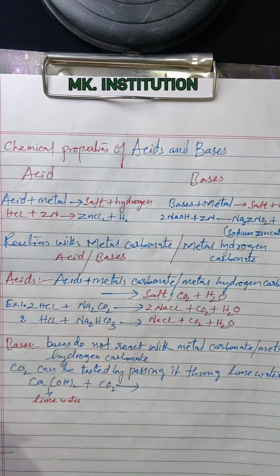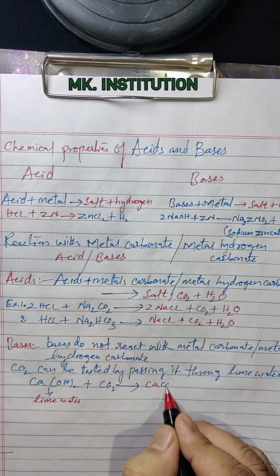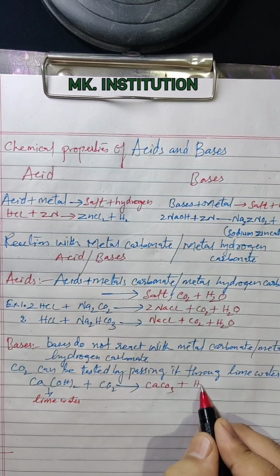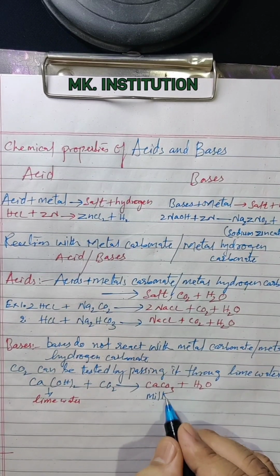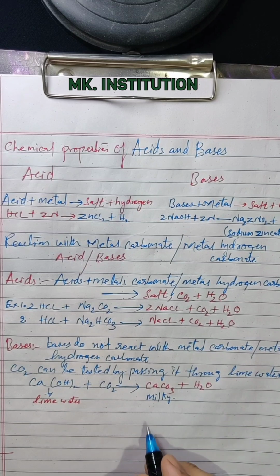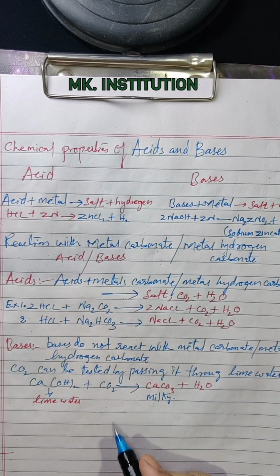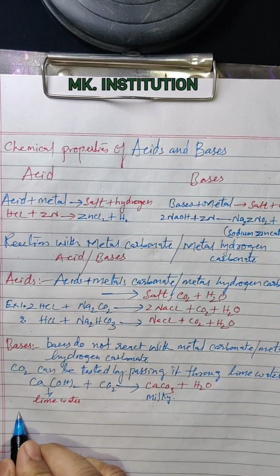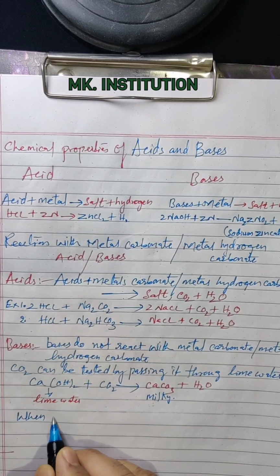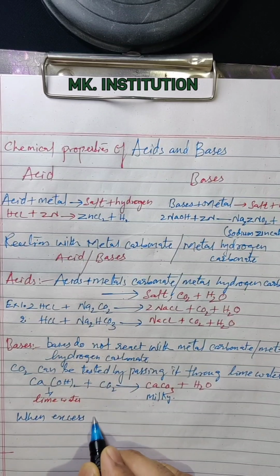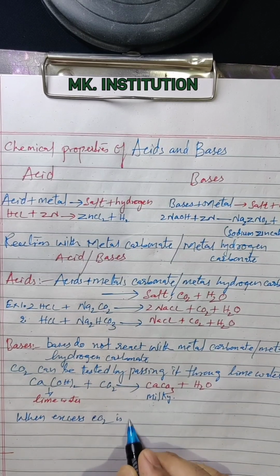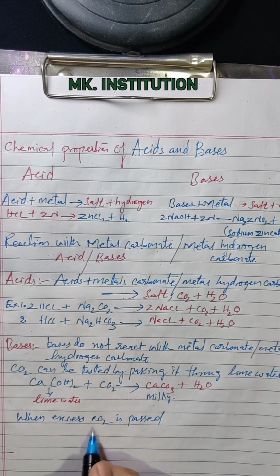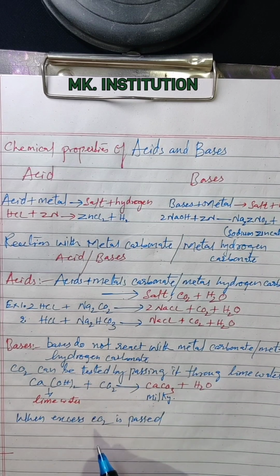So when lime water is added to carbon dioxide, what is produced? Calcium carbonate is produced along with water. This calcium carbonate is milky in color, simply white. Now suppose an excess amount of carbon dioxide is passed in the same experiment, then what happens? The calcium carbonate is already milky.